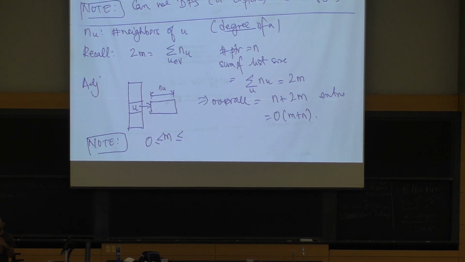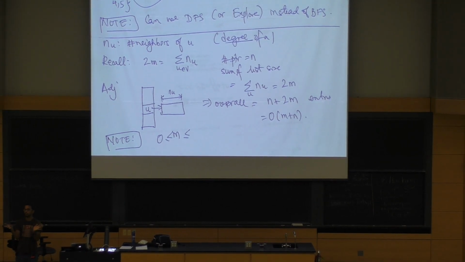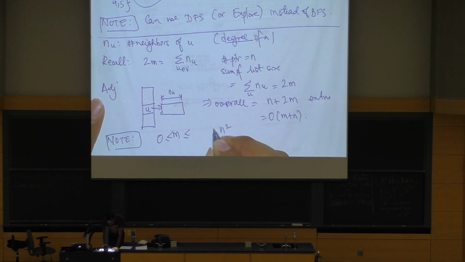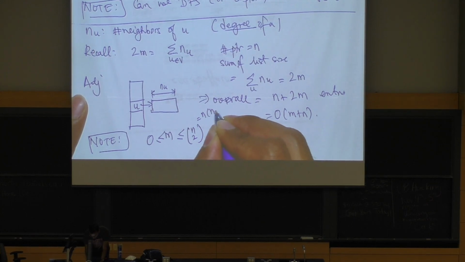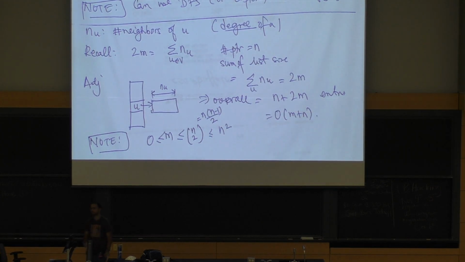Think of the case when in the adjacency matrix all the entries are 1. You have all possible pairs with edges. So n squared is a valid upper bound. If you are a bit more careful, and you can do that at home, you can show that it's at most n choose 2, which is n times n minus 1 over 2.